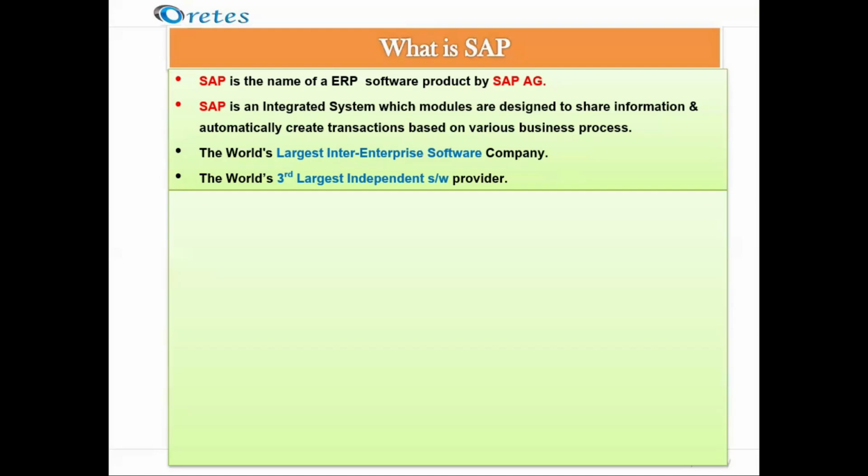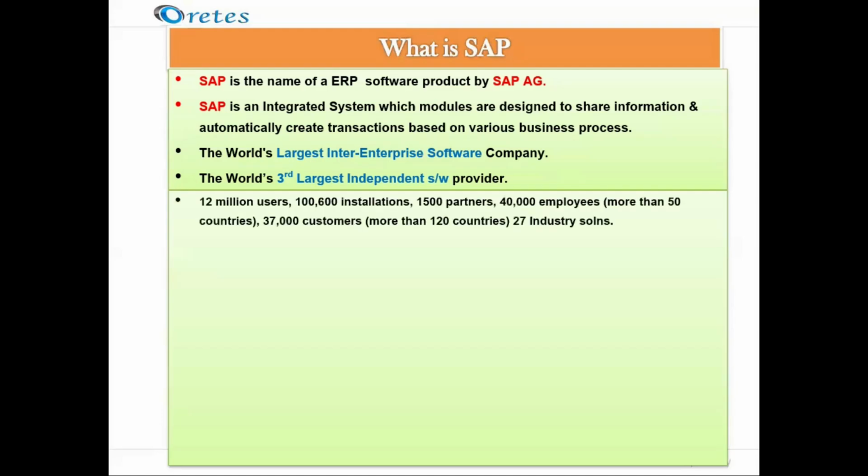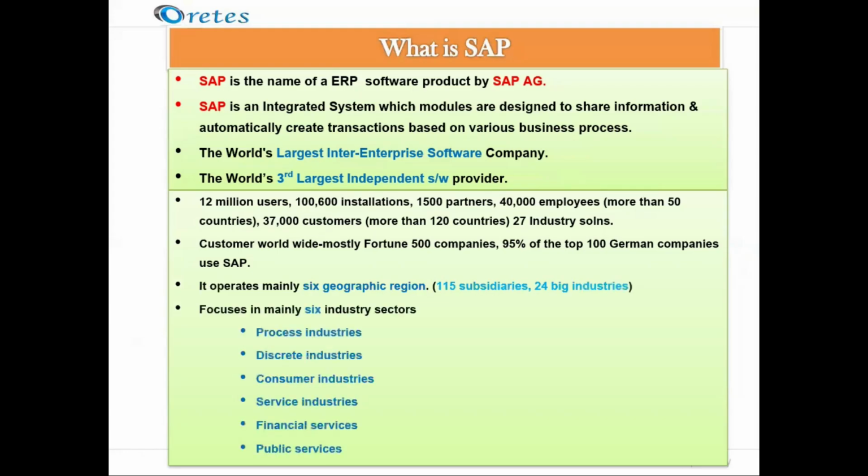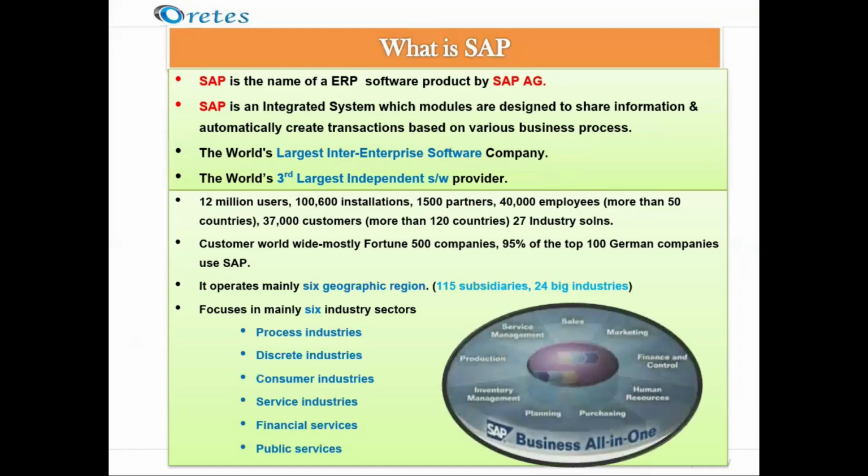It is one of the largest enterprise software, ERP product companies, the third largest software provider. The first is Microsoft, the second is Google, and the third is SAP. Now it has presence across the globe. Every country it has presence. It is mostly discussed with the process industry, discrete industry, consumer industry, service industry, financial services, public services. It is everywhere. Okay.